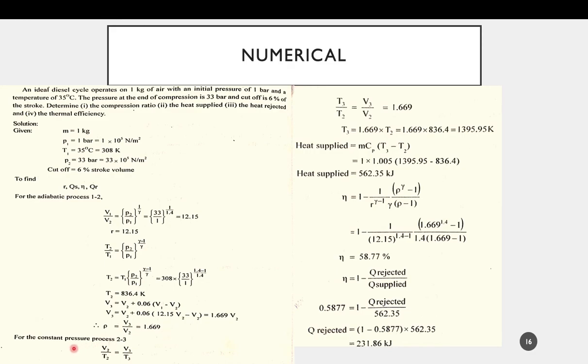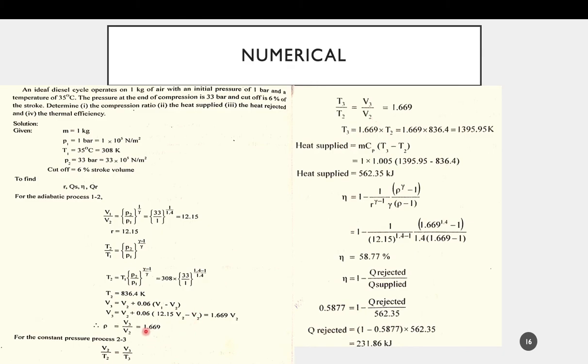Next, moving on to the constant pressure process 2 to 3. So 1 to 2 was reversible adiabatic compression, and 2 to 3 was constant pressure heat addition. For the constant pressure process, we write the relationship between pressure, volume and temperature: P2 V2 by T2 is equal to P3 V3 by T3. But since pressure is constant, V2 by T2 is equal to V3 by T3. From this, T3 by T2 is equal to V3 by V2.